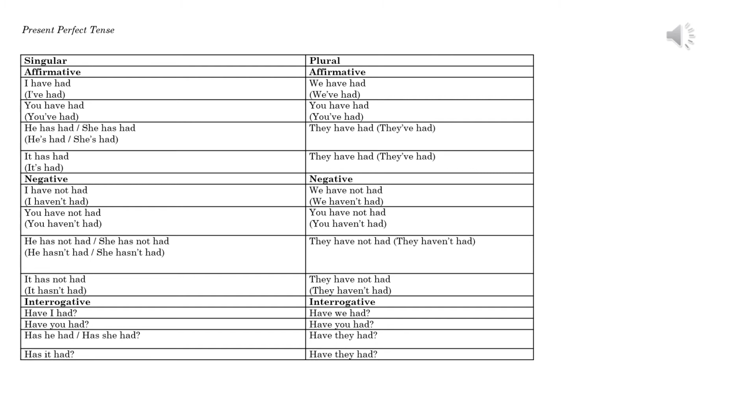Negative. I have not had, I haven't had, you have not had, you haven't had, he has not had, she has not had, he hasn't had, she hasn't had, it has not had, it hasn't had, we have not had, we haven't had, you have not had, you haven't had, they have not had, they haven't had.